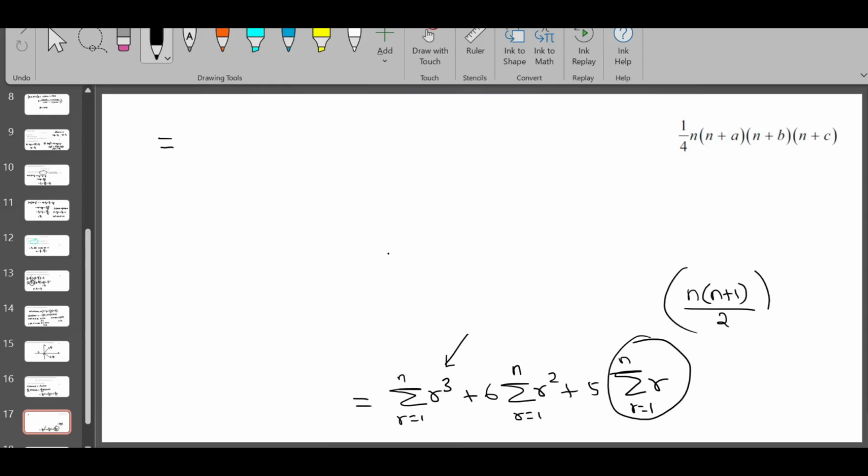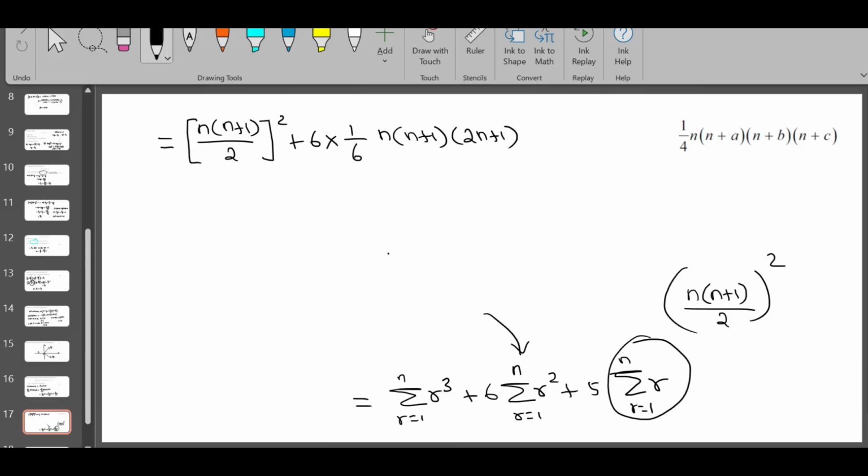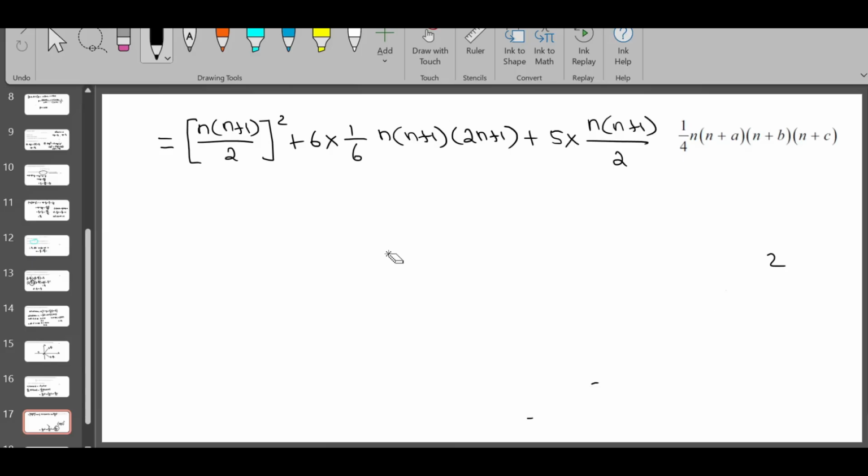And if you square the whole thing, that would be the result for sigma r cubed, which is n times n plus 1 over 2, the whole squared, plus 6 times the result for sigma r squared, which is given in the data booklet, 1 over 6, n times n plus 1 times 2n plus 1. And then 5 times the result for sigma r, that's the only thing you should memorize, n times n plus 1 over 2. Now we need to simplify this and write it in this format.